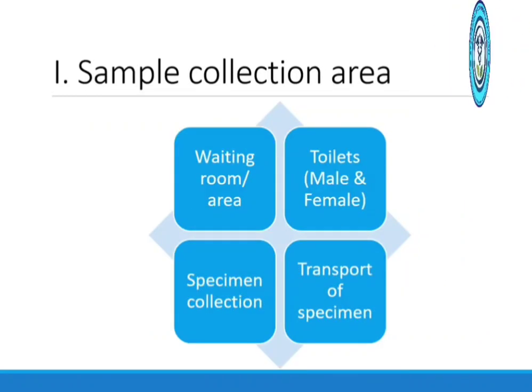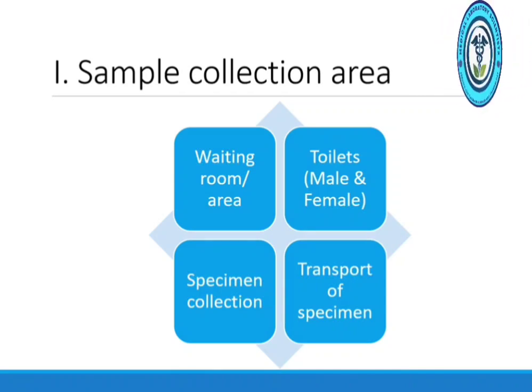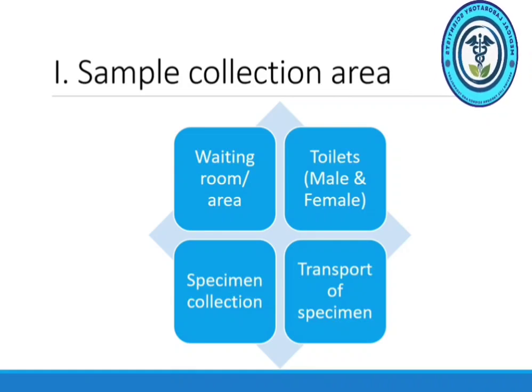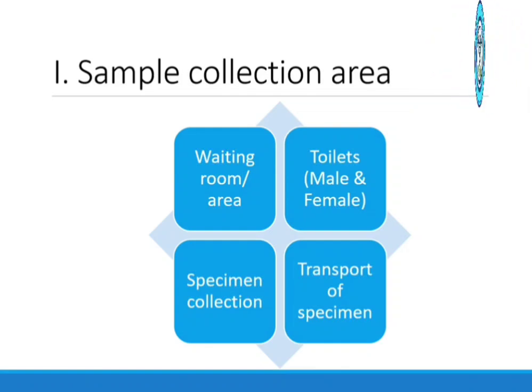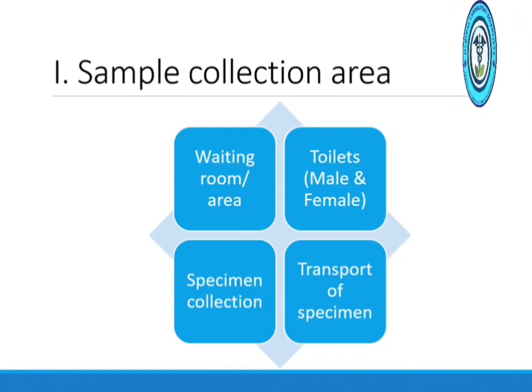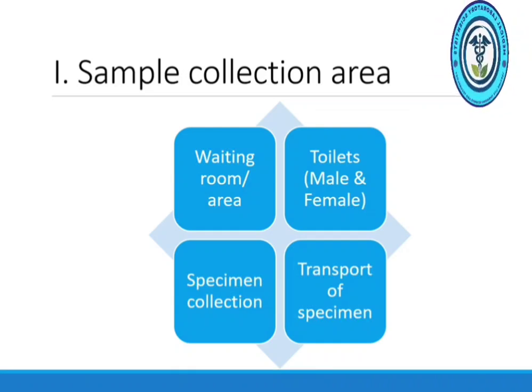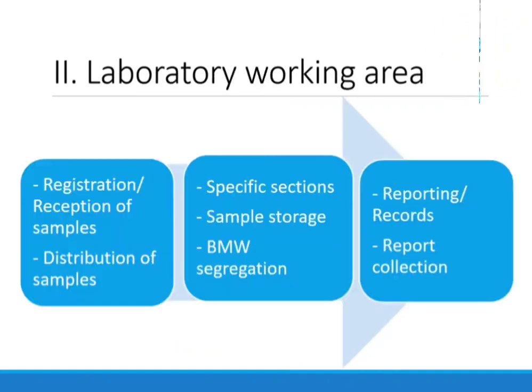The specimen collection area should consist of a waiting room where the patients may be seated while they wait for their turn for specimen collection, like phlebotomy. Separate toilets for male and female patients to be used while waiting for phlebotomy and also for the collection of patient-collected samples like stool and urine. A specific specimen collection area for phlebotomy, and an area to arrange and pack the specimens for transport to the different laboratories in case of a common specimen collection center.